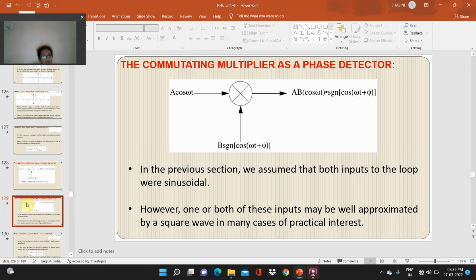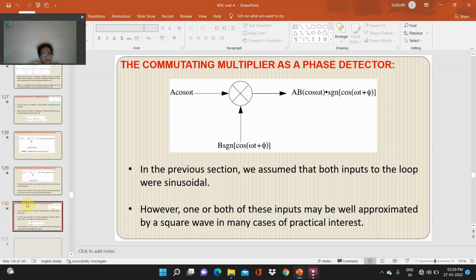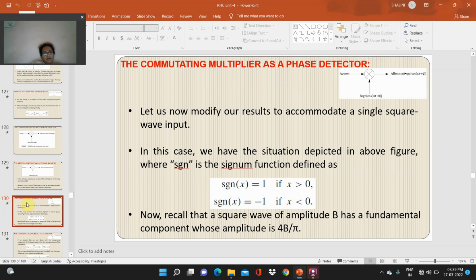In the previous section, we assumed that both inputs to the loop were sinusoidal. However, one or both of these inputs may be well approximated by a square wave in many cases of practical interest. Let us now modify our results to accommodate a single square wave input. In this case, we have the situation depicted in the above figure, where sgn is the signum function defined as sgn of x equal to 1 if x is greater than 0, and equal to minus 1 if x is less than 0.